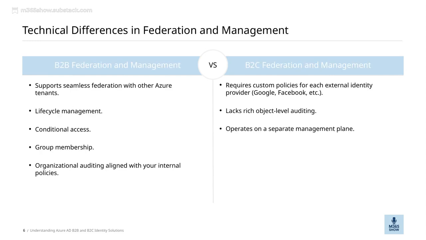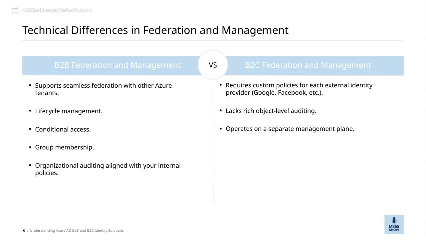Now, let's take a closer look at the technical differences between federation and management in Azure AD B2B and B2C. First, when it comes to external identity providers like Google or Facebook, implementing federation requires creating custom policies for each one. This means more setup and maintenance work on your side. Additionally, these solutions often lack rich object-level auditing, which can be a challenge if you need detailed tracking of user activities or changes. They also tend to operate on a separate management plane, meaning management tasks are isolated from your main Azure AD environment, adding complexity.